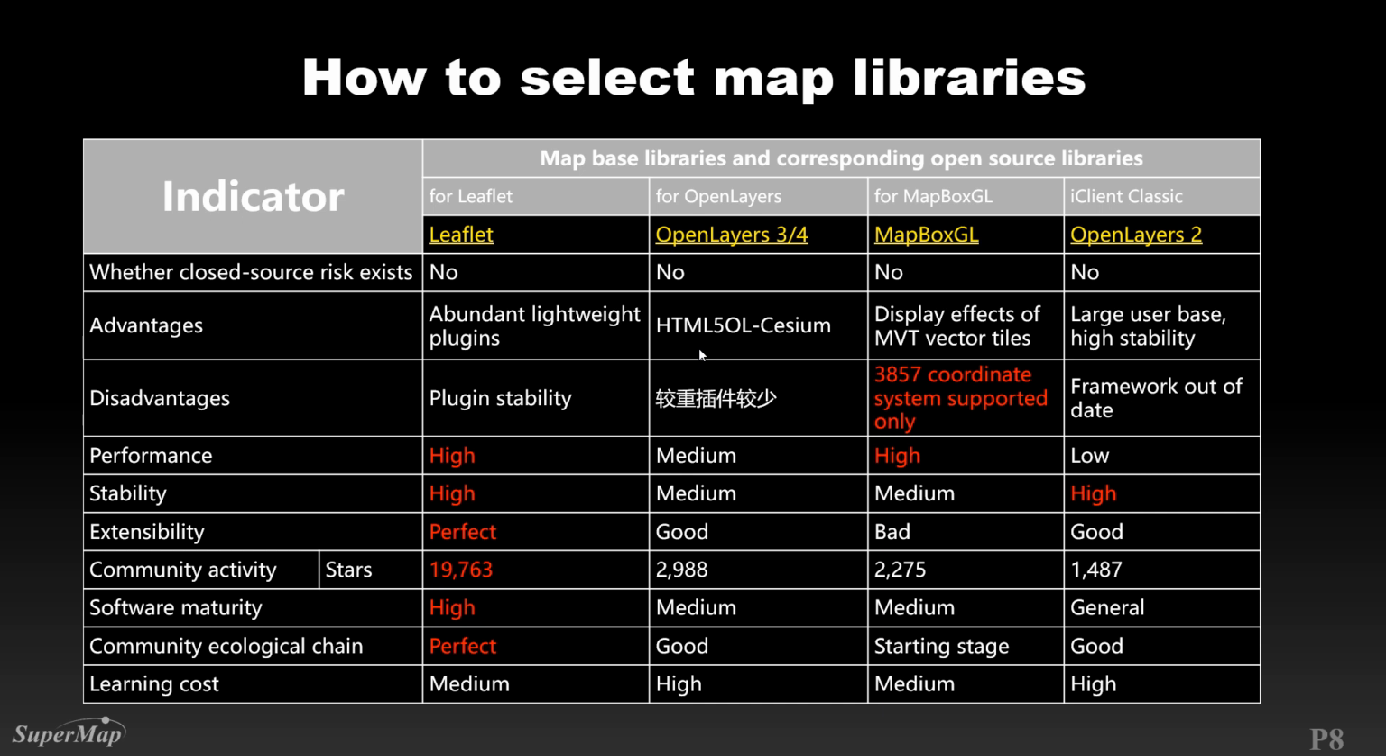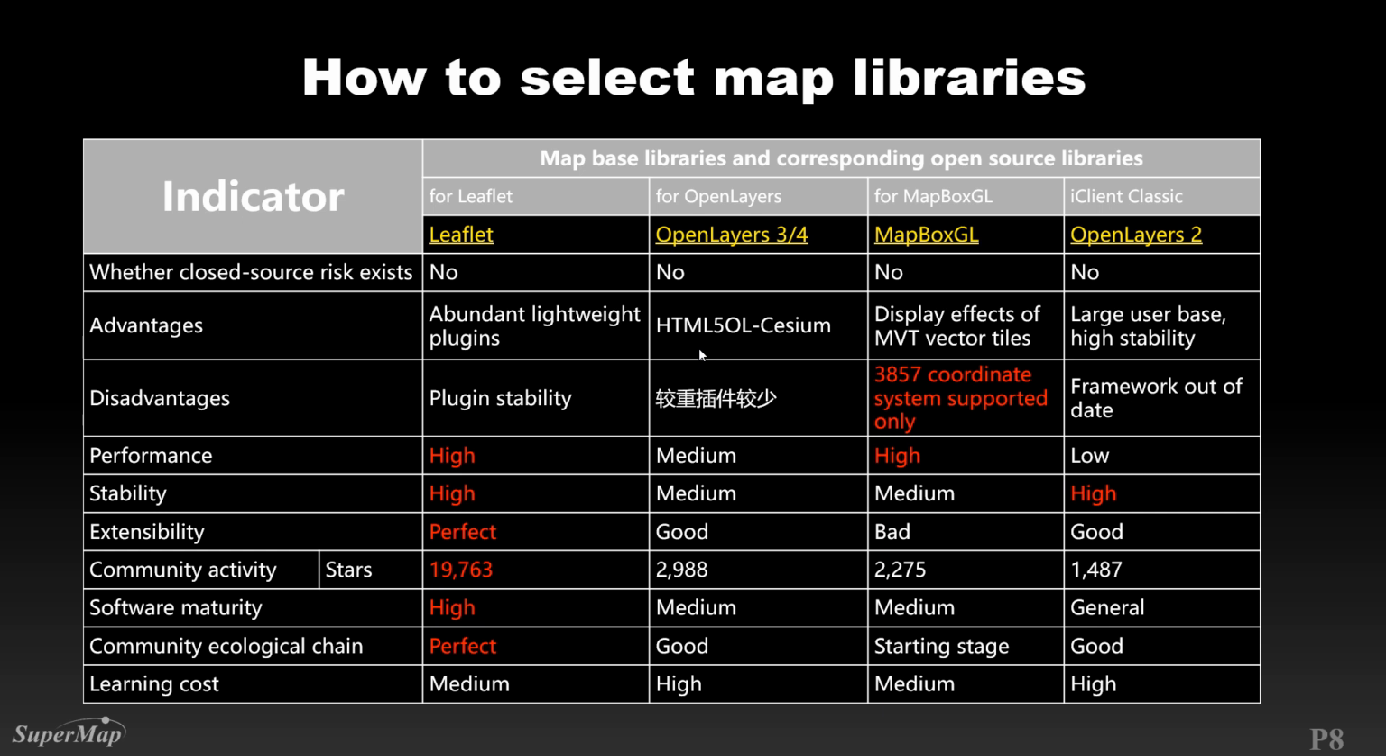We know that Leaflet is the most active one in the open source community. Its highest star rating means that it is the most active and popular with the largest user base. It certainly has its advantages considering that so many people choose it. First of all, it is stable with relatively high performance, easy to extend, and the entire community's ecological chain is complete. What's more, it is also very convenient for code writing. Therefore, the user base for the product is large.